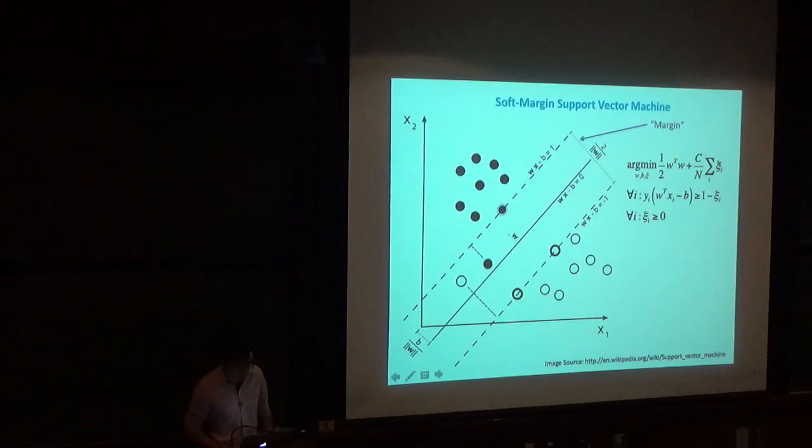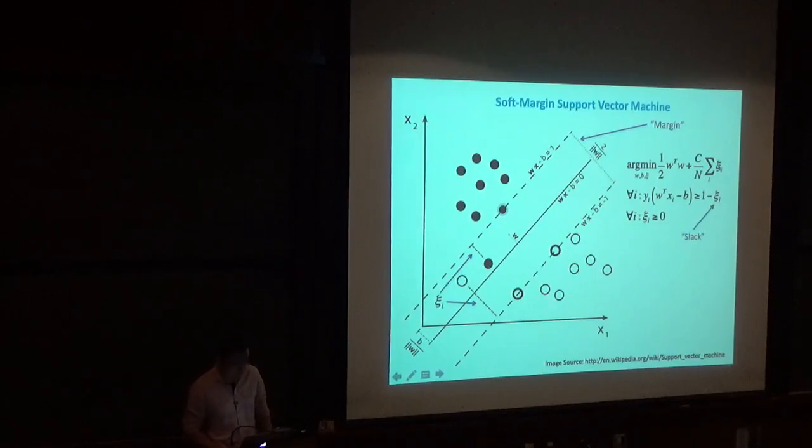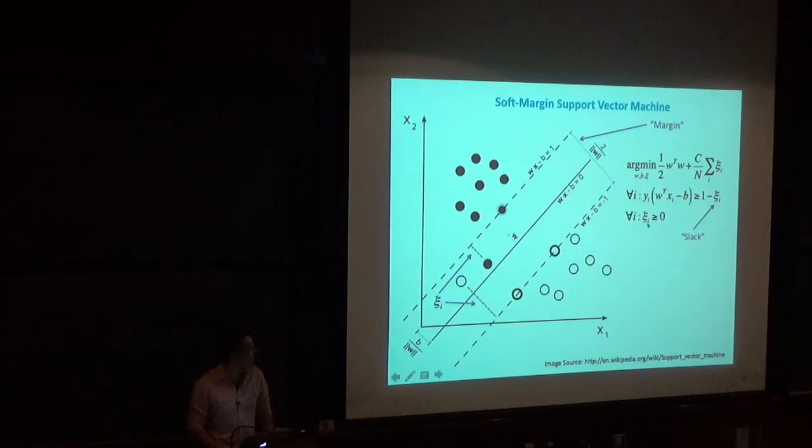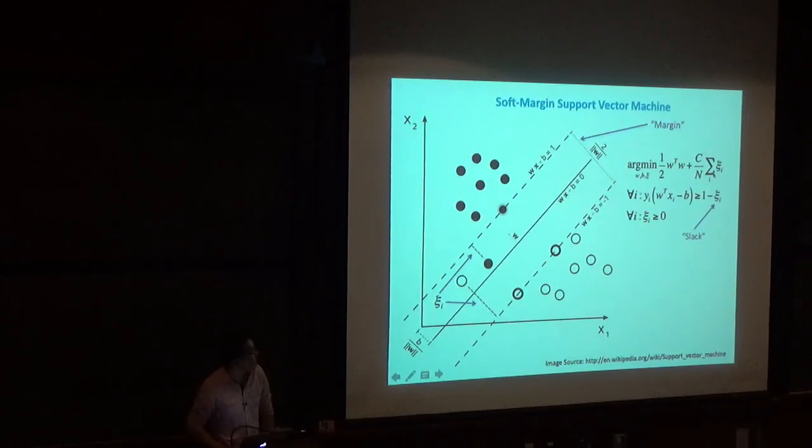These are what's known as slack variables. They're non-negative, so they're at least 0. And we want to minimize them. So they're only going to be greater than 0 if they interact with this constraint right here.